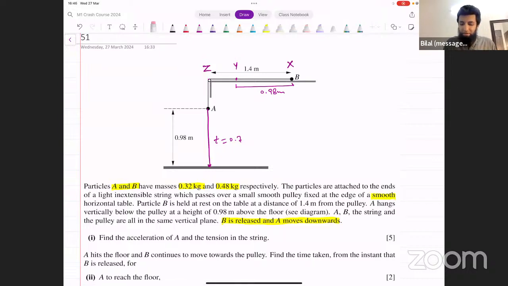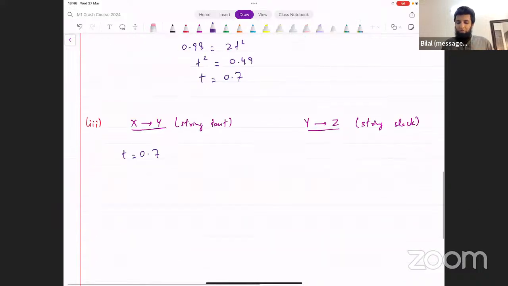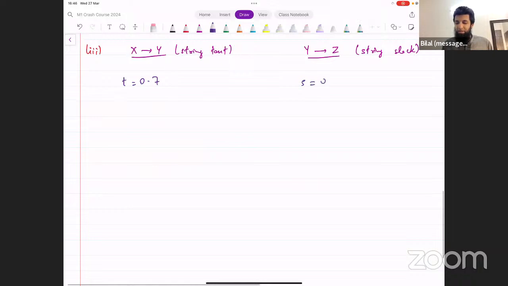Now, if the displacement in the first part of the journey was 0.98, the total is 1.4. What is left here? 1.4 minus 0.98, that's 0.42 meters. So from Y to Z, we know that displacement is 0.42.